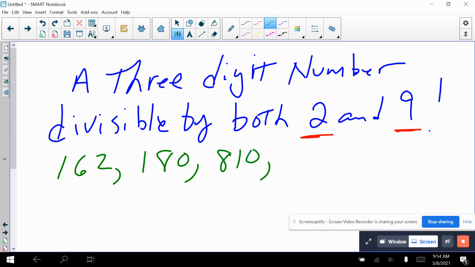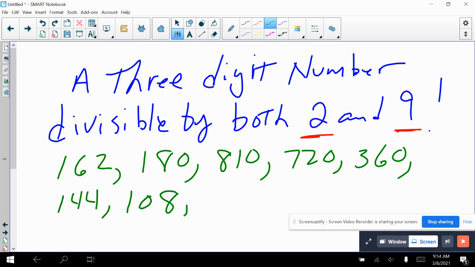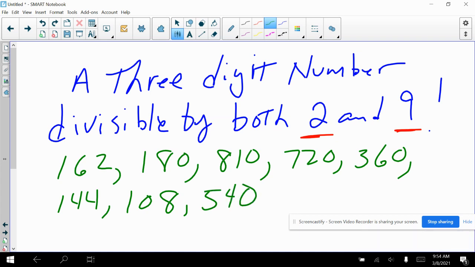810. Very good. Andy? 720. Very good. Fisher? 360. Very good. Ava? 144. Very good. 108. Okay, very good. 540. Okay, we can keep going on because there's so many of them, right? Okay, those will all work. Even though you all have different answers, they work because they are divisible by 2 and 9.